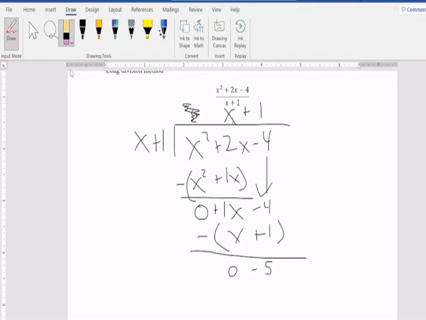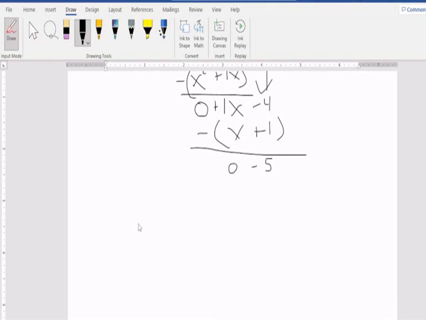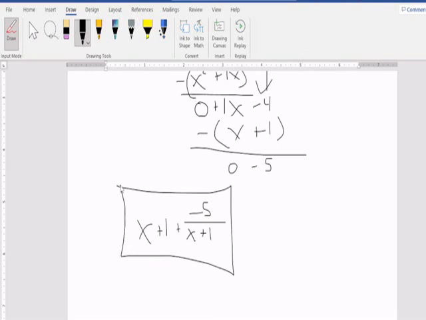What I do with the remainder afterwards, there's two ways I can do that. I can either just write remainder, negative 5. Or I can write this out as a new expression. So it would be x plus 1 plus negative 5 over the denominator of my original fraction, x plus 1. And that is how we do polynomial division using the long division method.